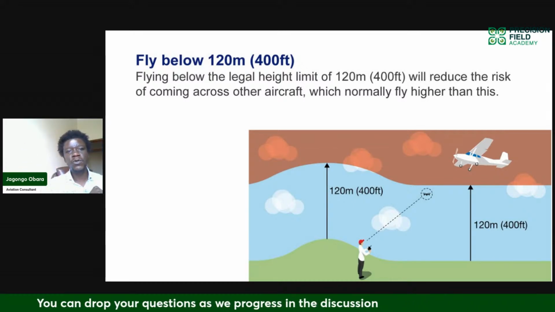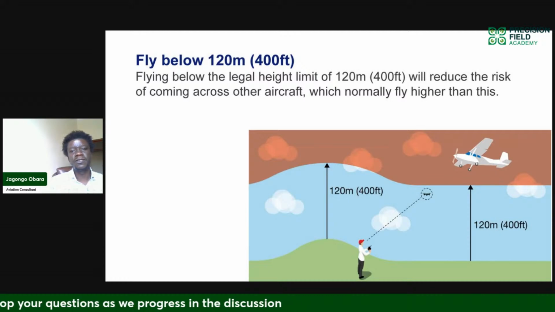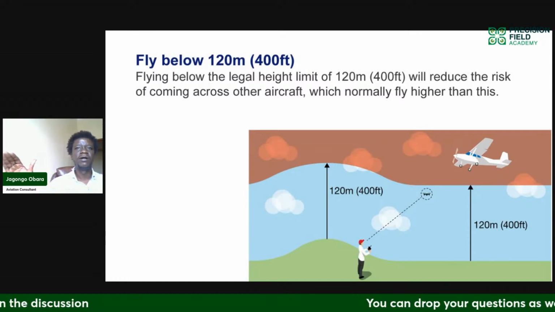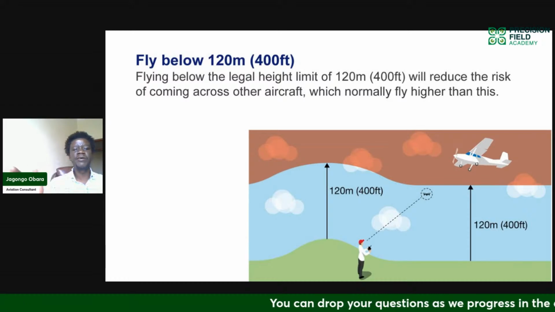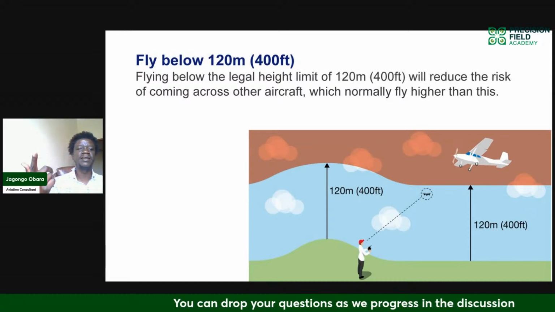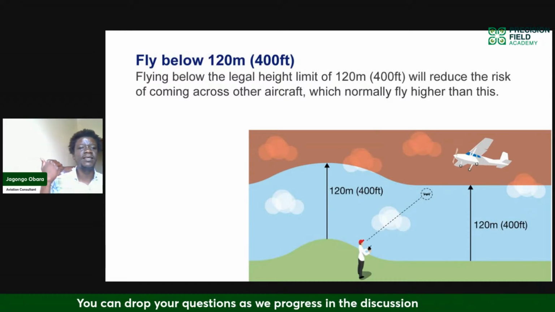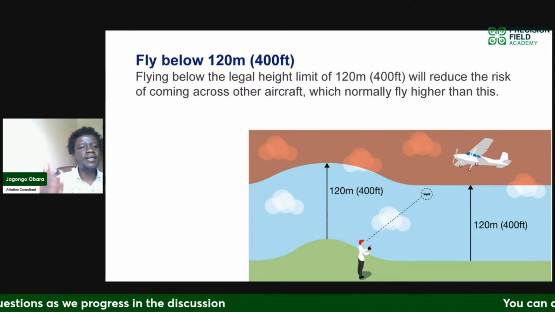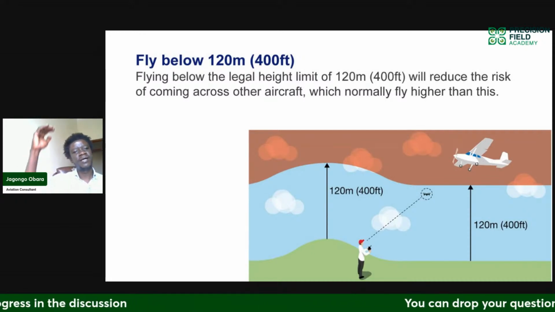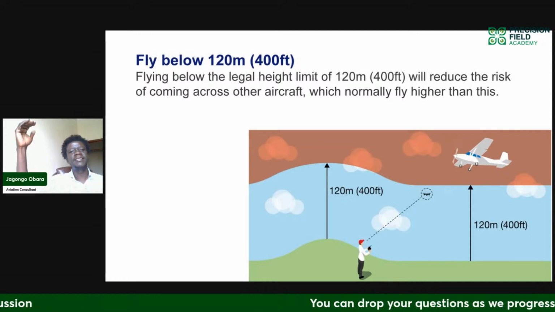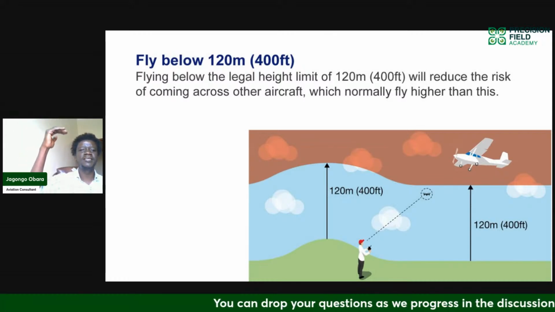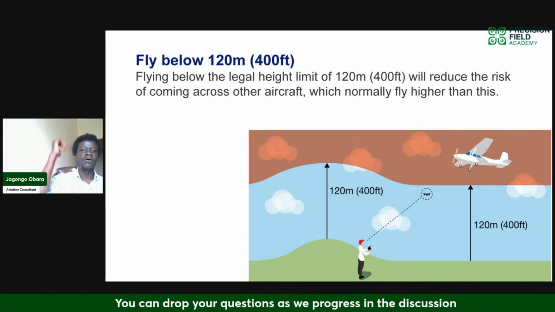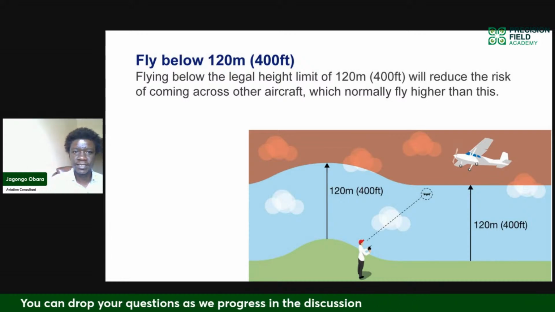So first and foremost, this is, I think, the most basic and common regulation discussed across pretty much no matter where you're flying. If you're flying in Kenya, if you're flying in South Africa, if you're flying in Australia, generally the rule of thumb is our maximum flight height as drone pilots is 400 feet or 120 meters.